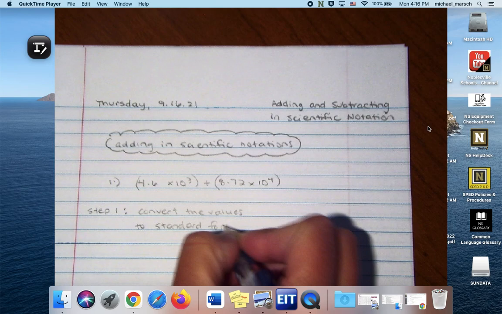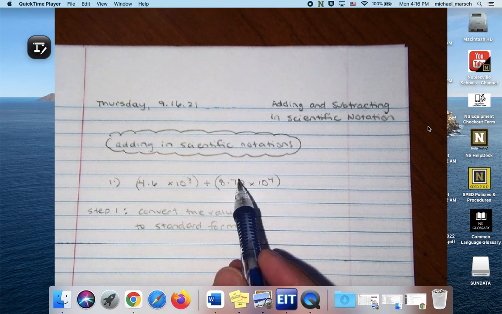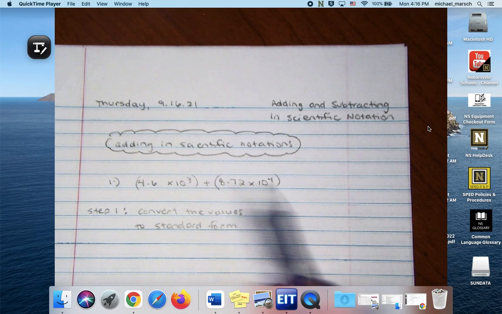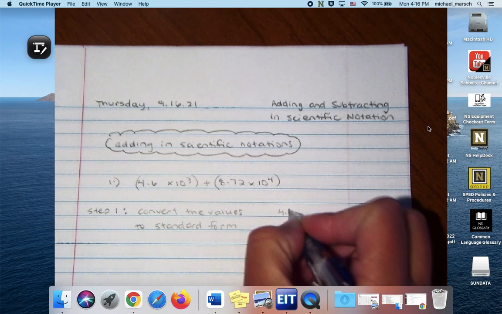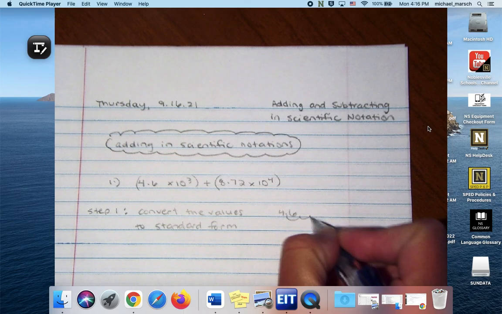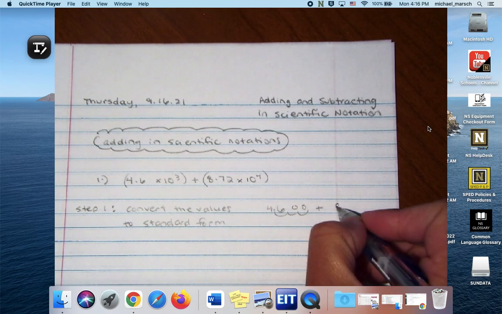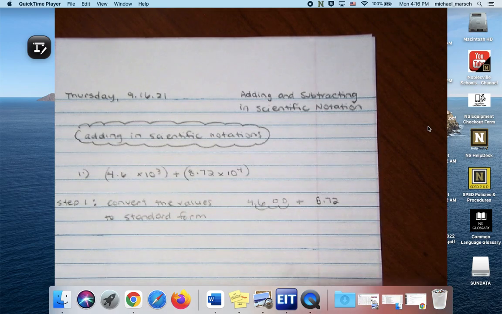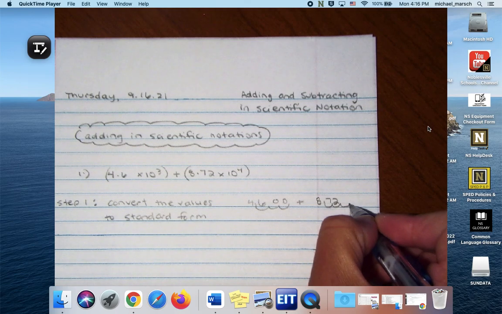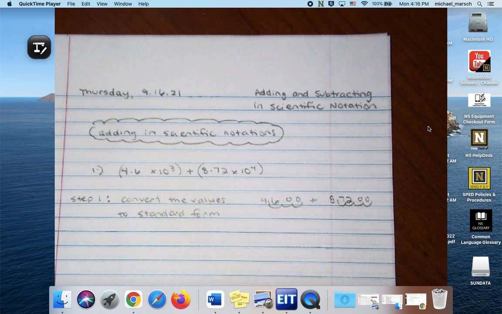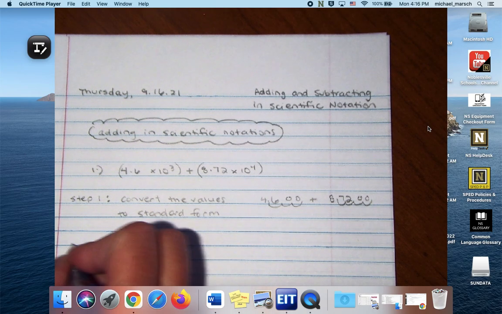It's not as simple as just adding these numbers and then doing the multiplication here. That's not how it works. You can't do that because they have different exponent values. You have to actually turn them into their number form. So I would take 4.6, and I'm going to move my decimal 3 places. And I would add it to 8.72, and I'm going to move my decimal 4 places. So now I have these two values.